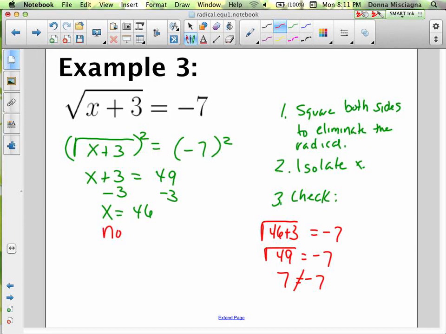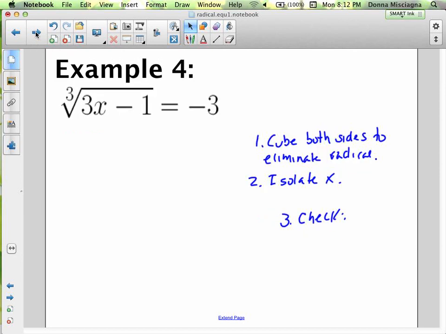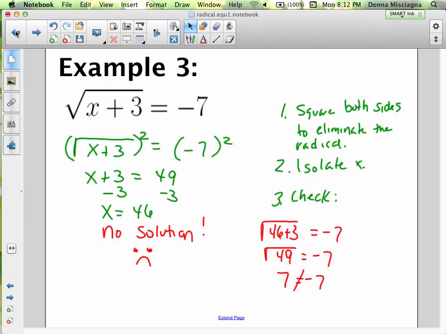This one is no solution. Your solution did not check out. Therefore, there's no solution, and it gets the sad face, because this one is not a solution. Sometimes it'll be a solution, sometimes it won't. Oh, by the way, make sure you're writing in your notes, right? So, remember, you can just pause me so that you can get your notes down.